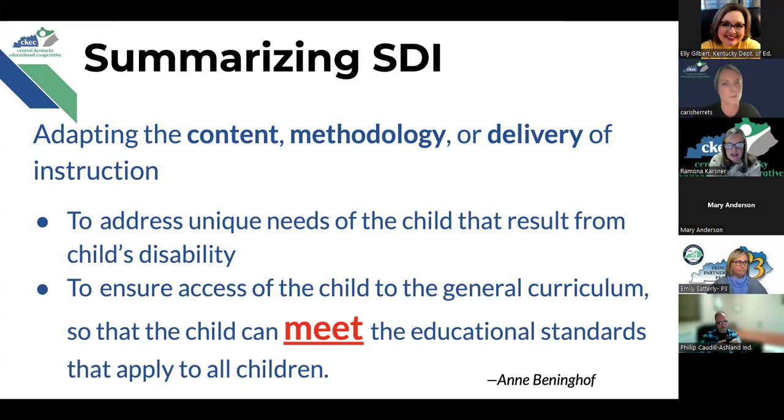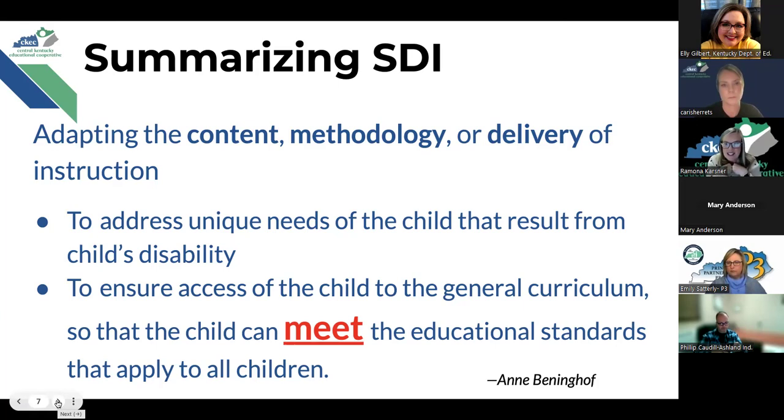She really summarized it so well that we have to adapt content. We have to adapt methodology and delivery of our instruction so that students can meet educational standards. So we constantly need to be looking at our grade level standards. Where are our students with disabilities falling? And what are the sub skills of these standards that we can focus on in our IEPs that will ensure our students are meeting those educational standards? And so that's really where we focused a lot of our work with SDI, and ensuring that our special education teachers are armed with resources to provide that SDI.